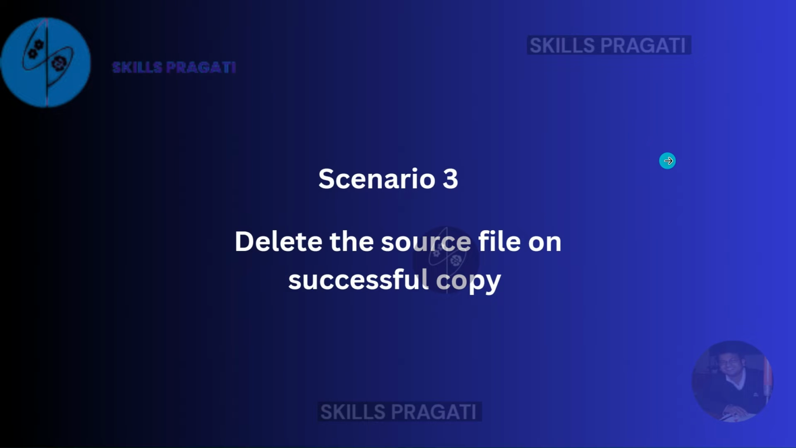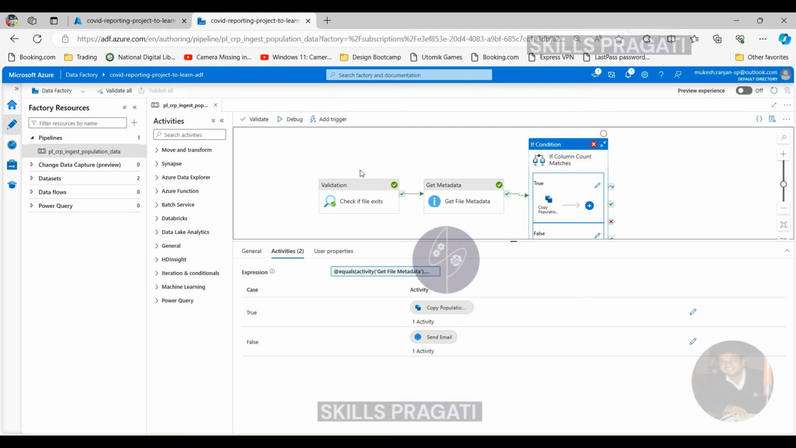Welcome back. In this session, we are going to discuss the third scenario. Let's assume that our requirement is to delete the file from the source location as soon as the copy has succeeded. This is effectively a move rather than a copy. Unfortunately, ADF doesn't have a move activity, but you can follow the copy activity with the delete activity to achieve that. Let's switch over to the Data Factory and see how that's done.